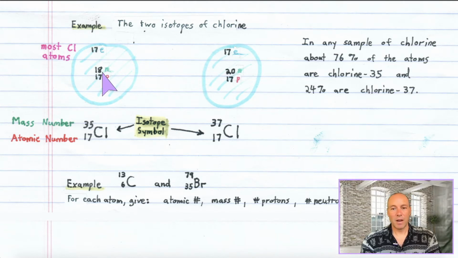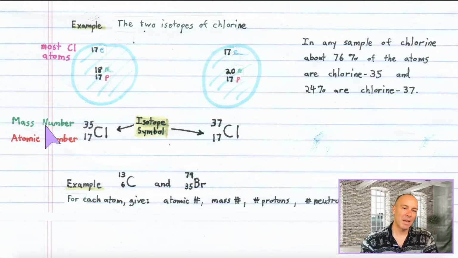Now, another way to represent these two isotopes is by the isotope symbol. So this atom of chlorine, this particular isotope, has the following isotope symbol down here. You put the element symbol, and then at the bottom left, you place the atomic number, which is the number of protons, and then at the top left, above it, is the mass number, which is the number of protons plus neutrons. So this one has 35 particles in the nucleus.